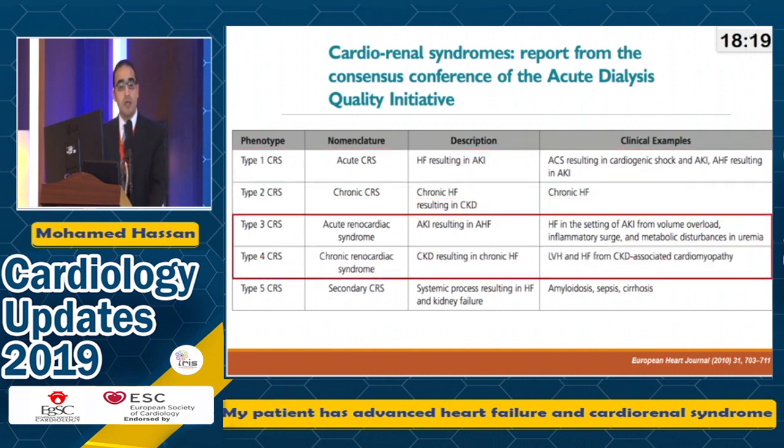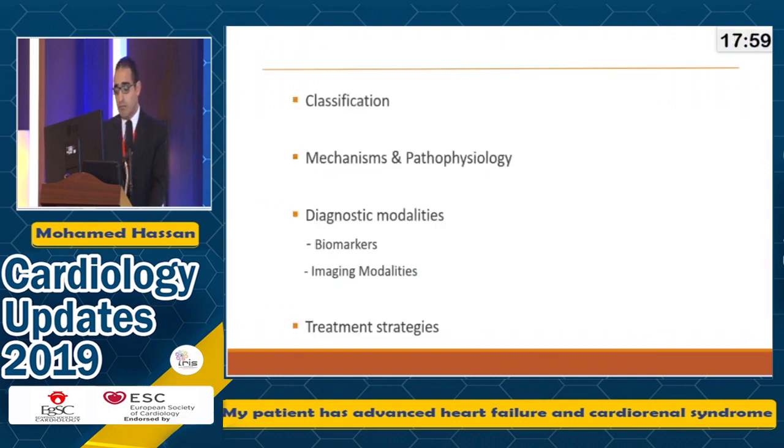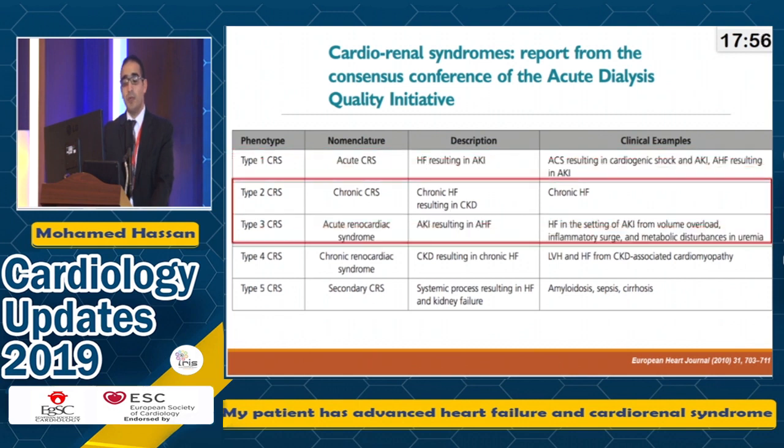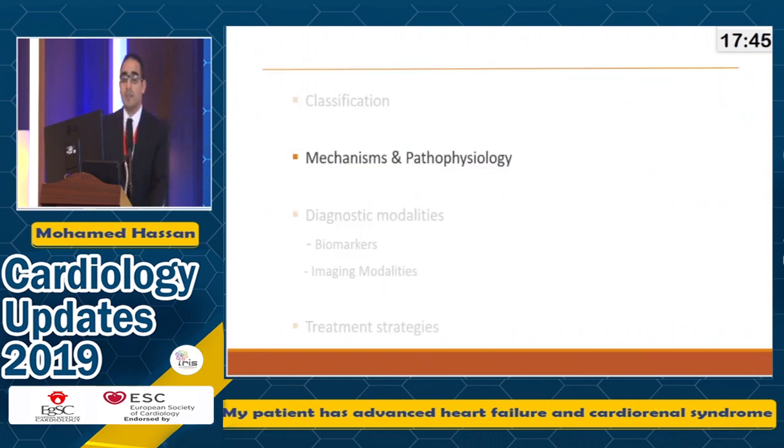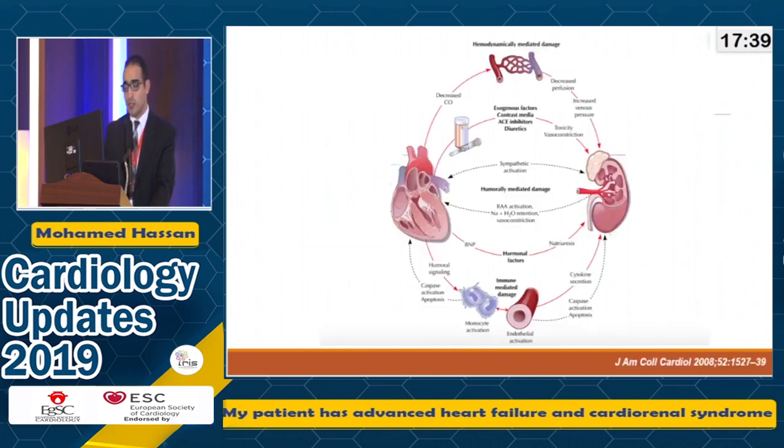Type 3 and type 4 are the renocardiac syndromes, in which type 3, acute renal failure, may lead to overload and exacerbation of acute heart failure. Type 4 is chronic renal failure, which may lead to cardiomyopathy or many chronic kidney disease associated renal diseases. And type 5, in which systemic illness can affect both the heart and kidney, like amyloidosis, sepsis, and sometimes liver cirrhosis, affect both. What are the mechanisms and how heart disease can lead to chronic kidney disease or kidney injury?